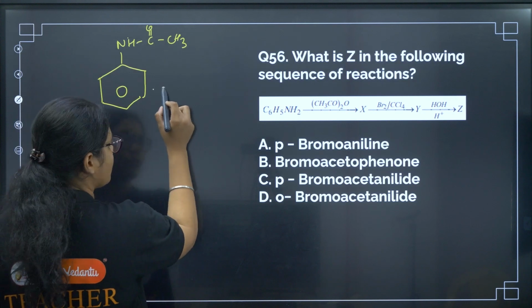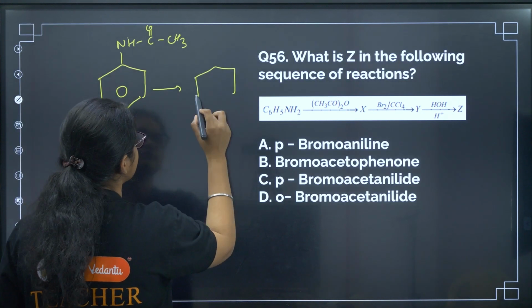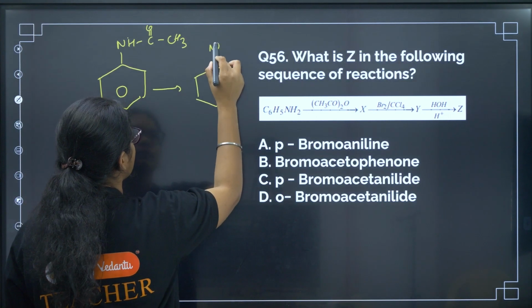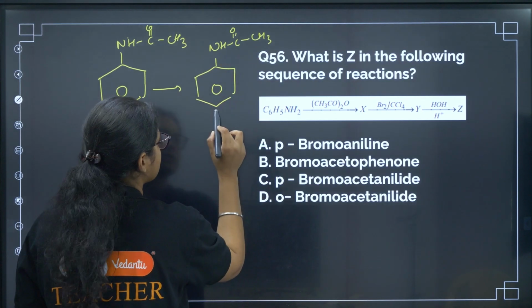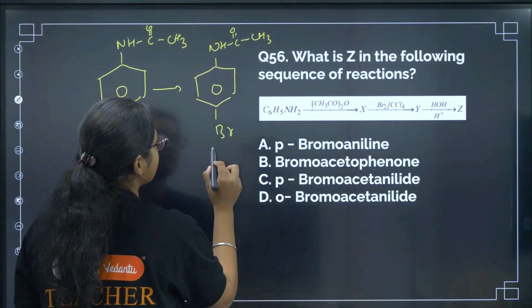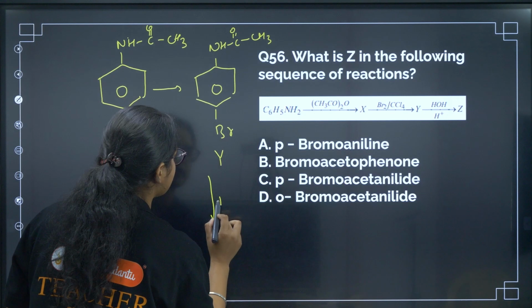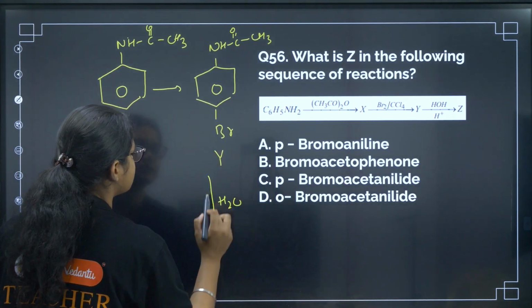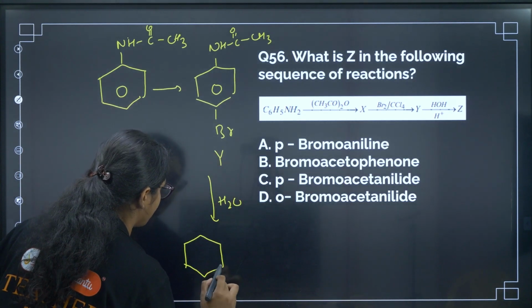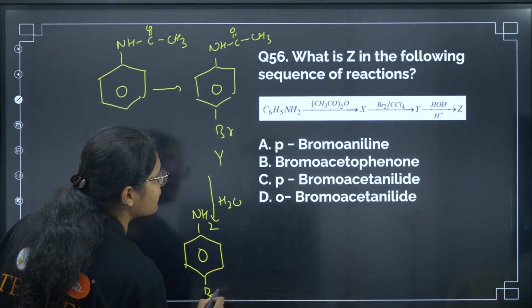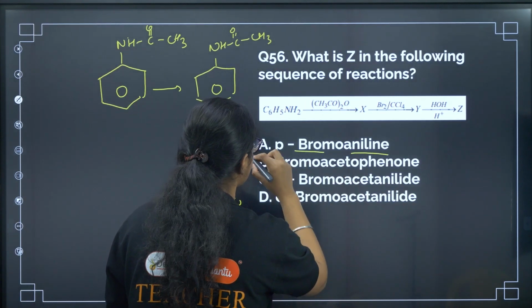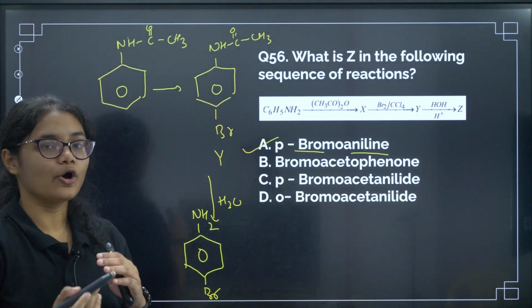Next, if you treat with bromine, Br2 in CCl4, we will get bromine in the para position. So the next product Y will be this one, and then when you treat it with water, that is hydrolysis, this one will be converted to NH2 back. Right, so we will get para bromo aniline. Okay, the correct answer for this question will be option number A.